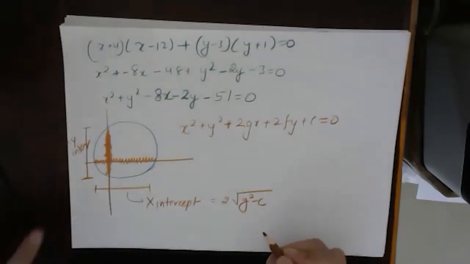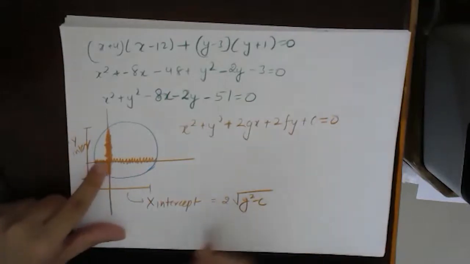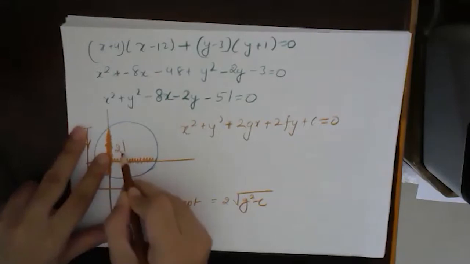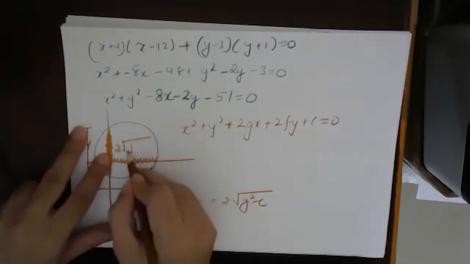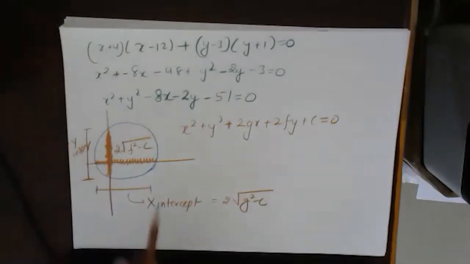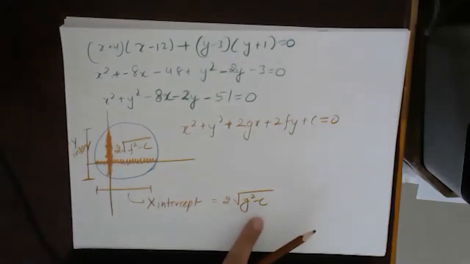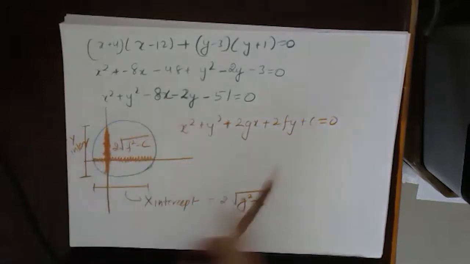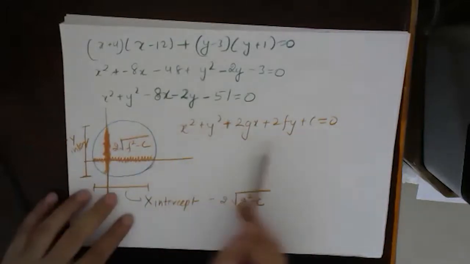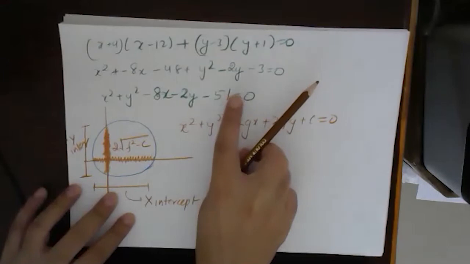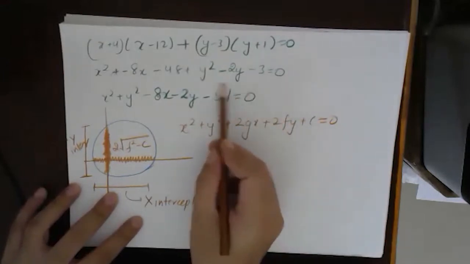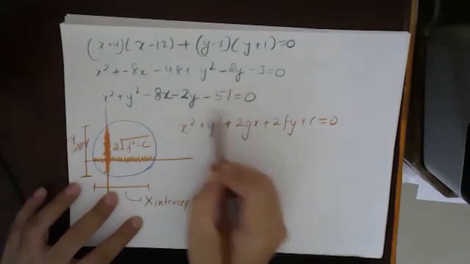Okay, and the y-intercept will be given by something similar to this: 2 under root of f square minus c. So x-intercept is 2 under root of g square minus c, and y-intercept is 2 under root of f square minus c. In this case, what is the value of c? The value of c is minus 51.